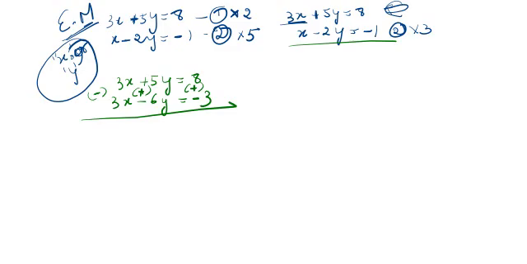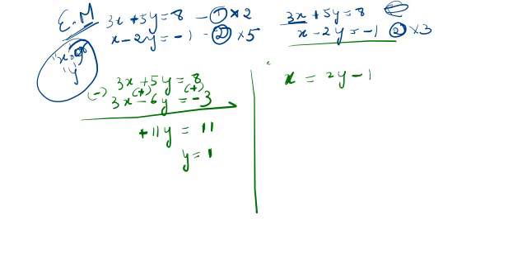So this will become plus 11y is equal to 8 plus 3, which is 11. So you get y is equal to 11 by 11, which is 1. And then you substitute, x is equal to 2y minus 1 from equation 2. So x is equal to 2 minus 1, which gives you 1. So x is equal to 1 and y is equal to 1. Okay, that's your elimination method.